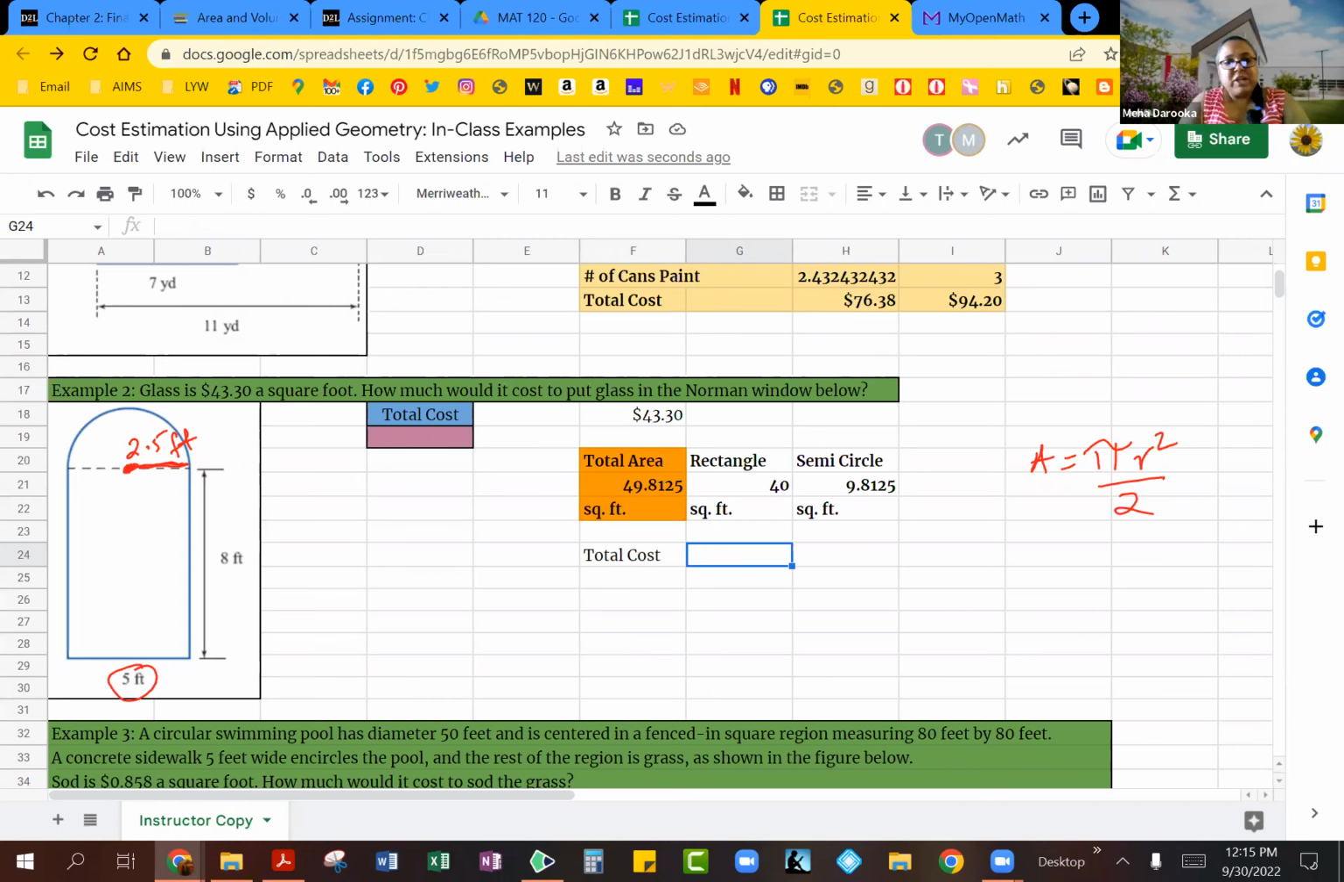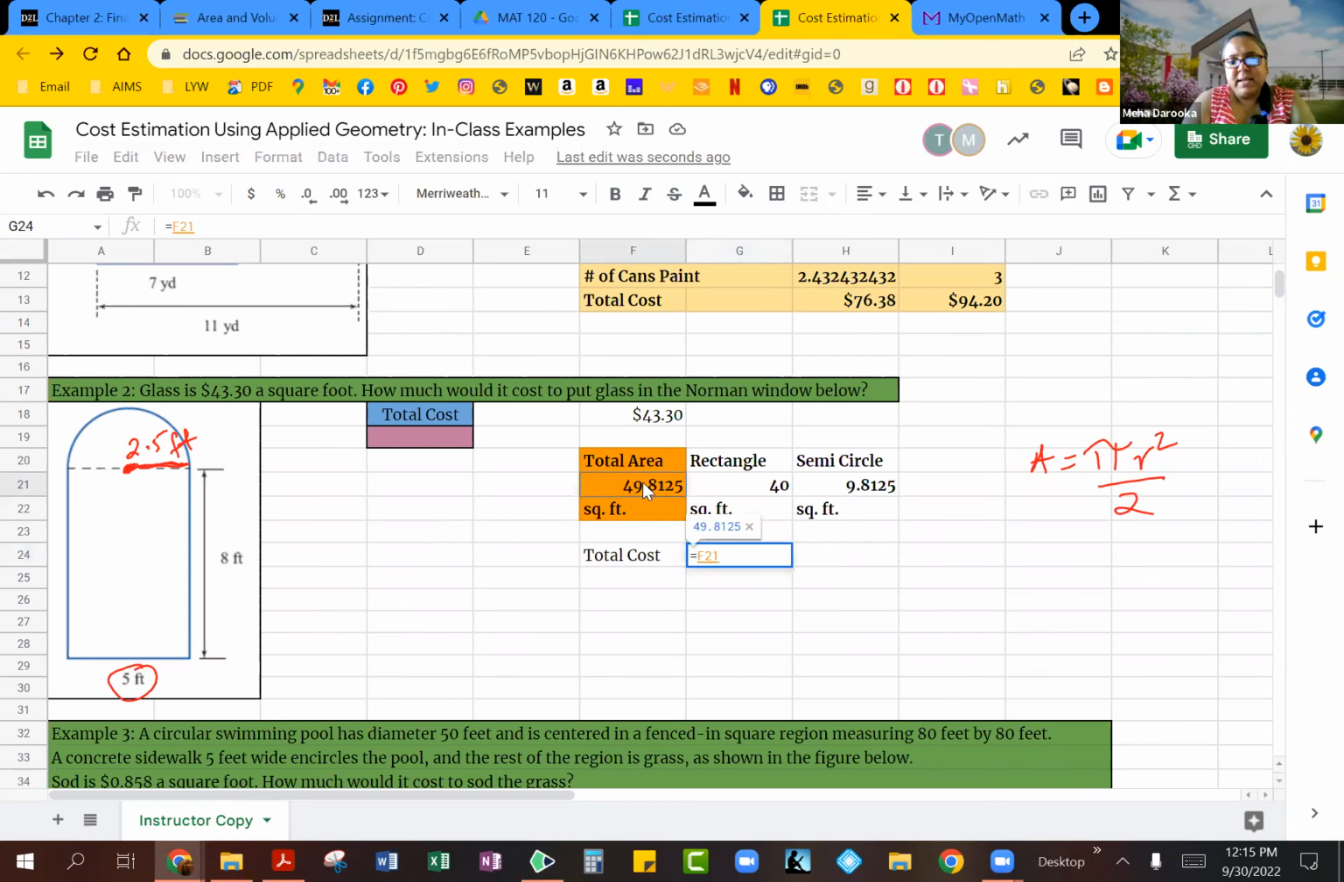And since this is a dollar amount, of course, we want to stay at 2 decimal places. Terry, I see your answer. So the square footage for our window is coming out to be just shy of 50 square feet, right? 49.8125. Michael, very nice.